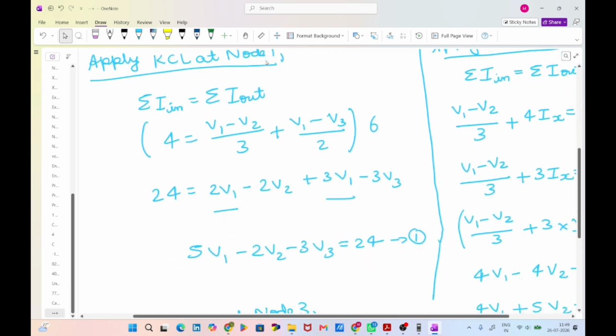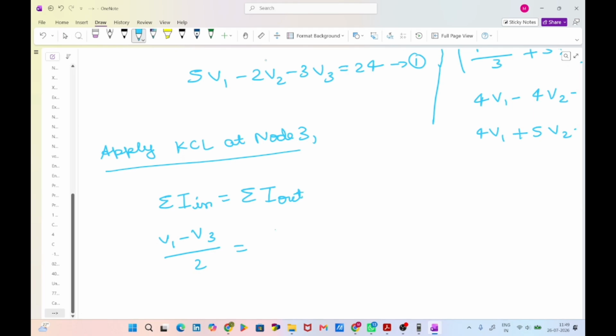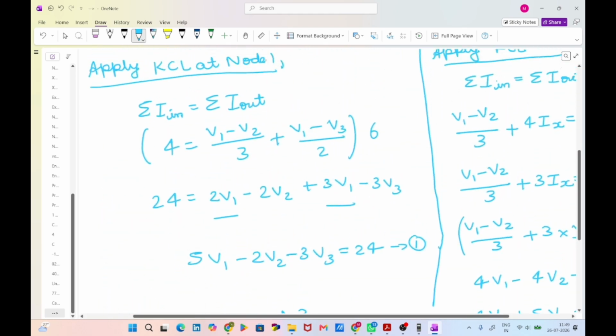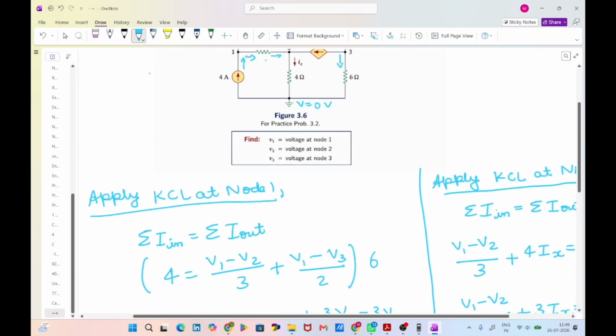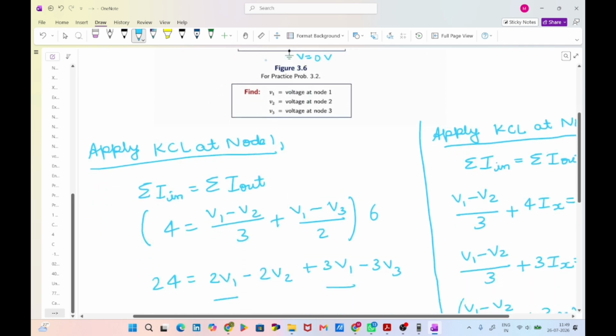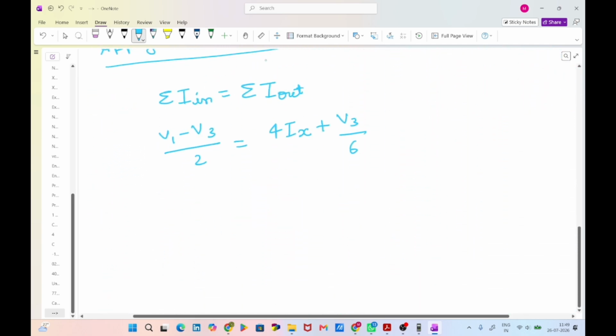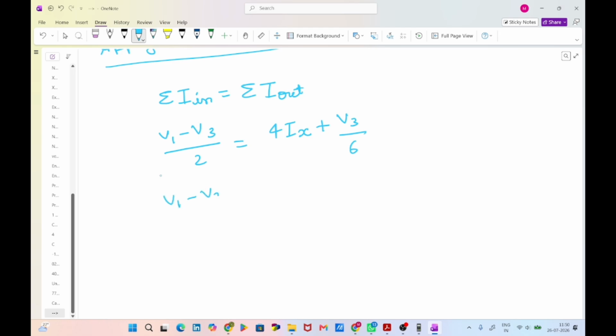I will slightly move this above, 4ix, and then plus V3 by 6. And then we know that the Ix is equal to V2 by 4, right? V2 minus 0 by 4, that will equal to V2 by 4. Write it here. (V1 minus V3) by 2 is equal to 4 into V2 by 4 plus V3 by 6.